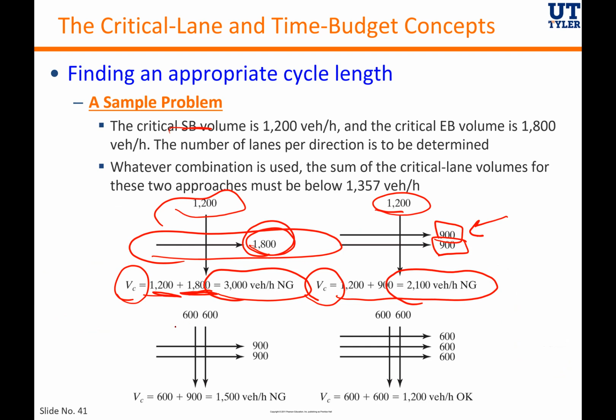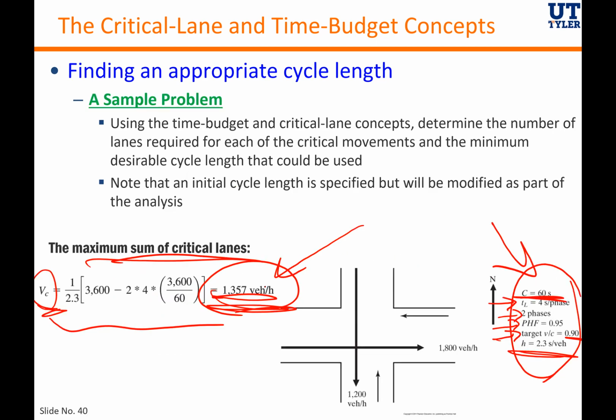So we go to this bound, the north-south bound, and we split the 1200 to 600 each. And now the sum of critical lane volume is 900 plus 600, and that is 1500 vehicles per hour, and that's also not good. Why? 1500 is still higher than 1357.